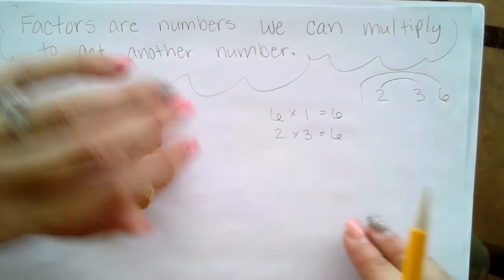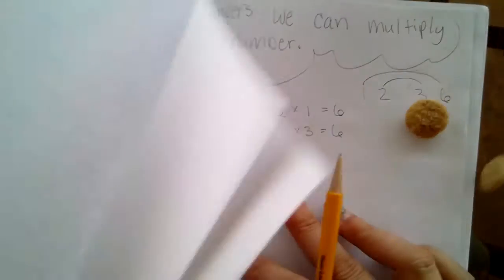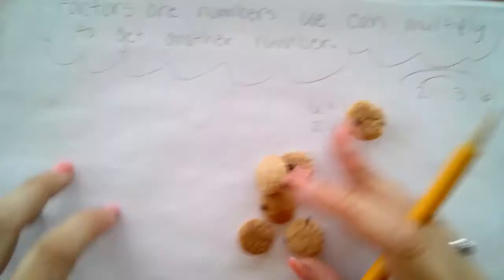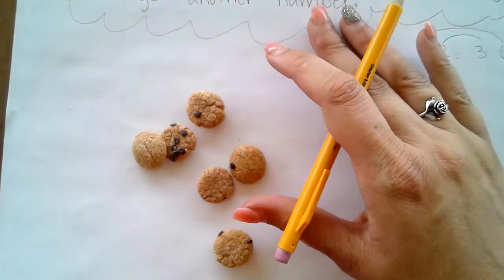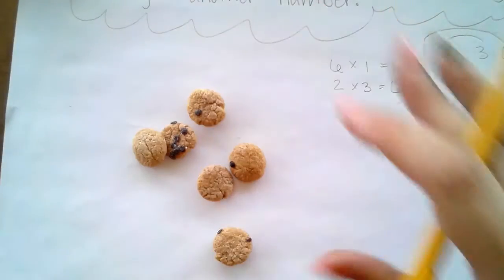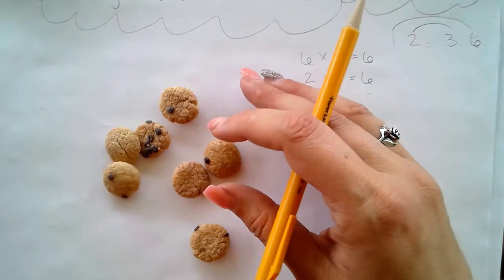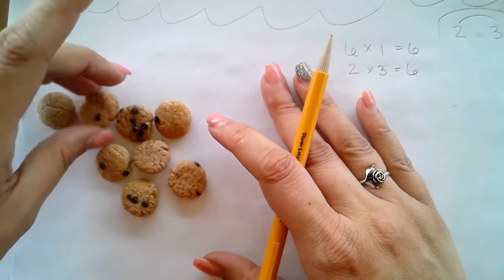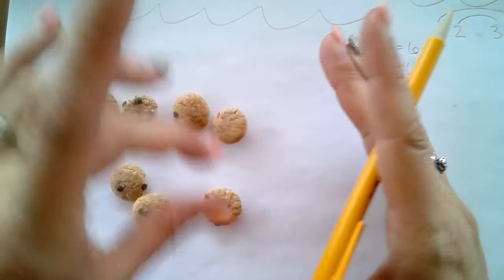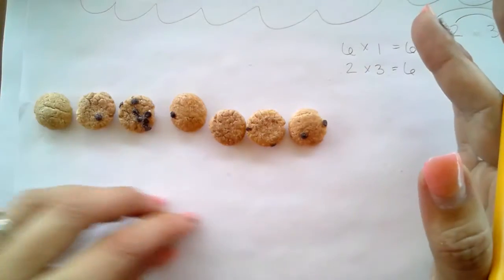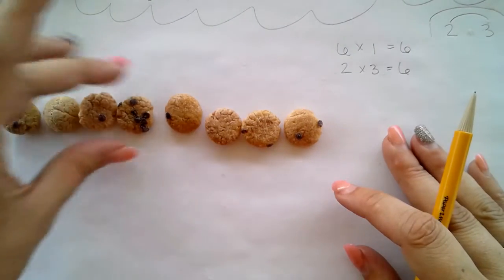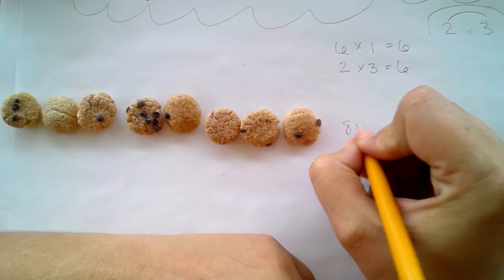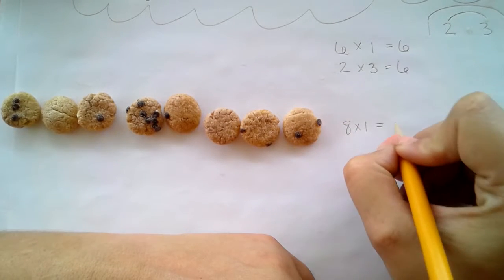Okay? So let's take another number like, oh, my cookies just flew everywhere. Let's take another number like 8. Let me hold my paper down. Let's take 8 cookies this time, and I am going to put them 8 times 1 as an array. So that gives me 8 times 1, which we all know equals 8.